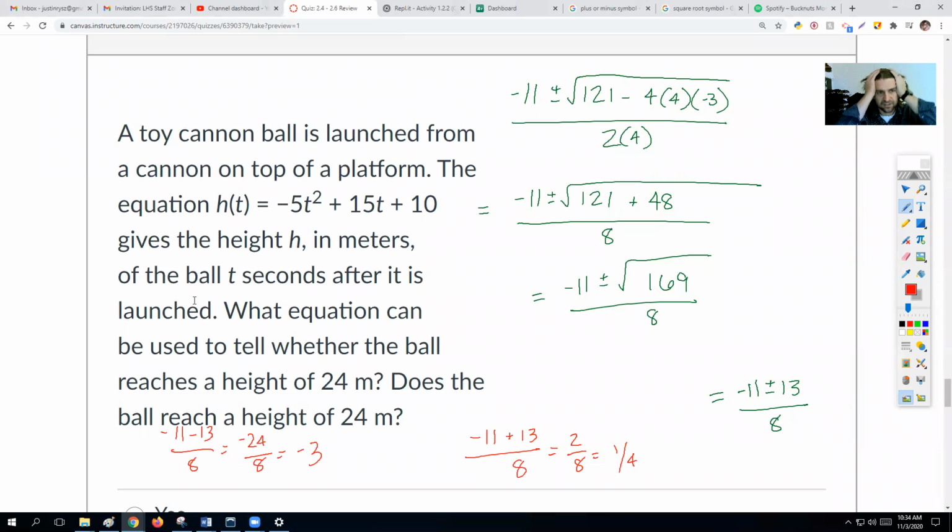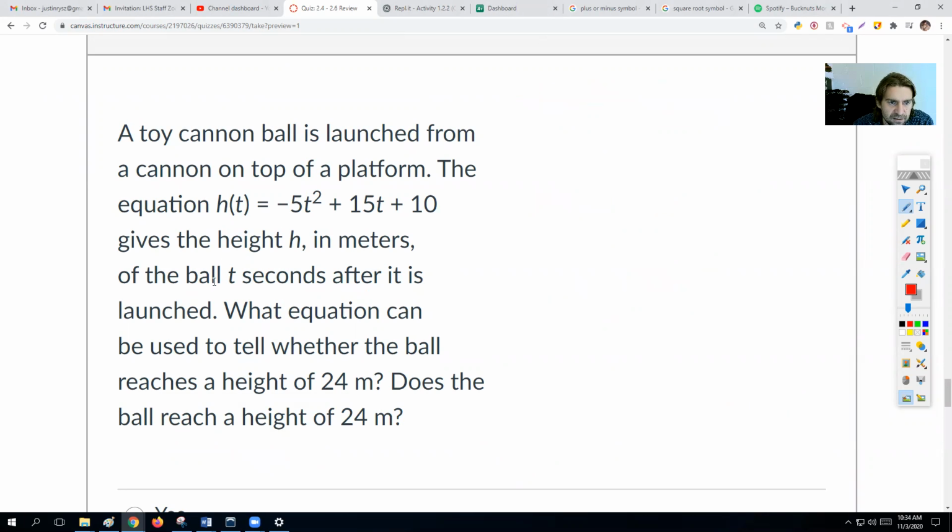Okay, a toy cannonball is launched from the top of a platform. The height equation is given like such. It gives the height in meters of the ball. What equation would be used to determine if the ball reaches a height of 24? So that would be negative 15t squared plus 15t plus 10. See if that ever equals 24. Does the ball reach a height? So we could find out the time and determine if the time is real or not.